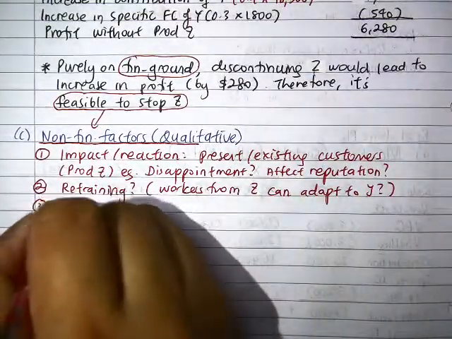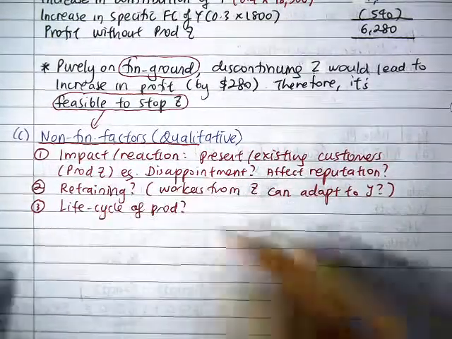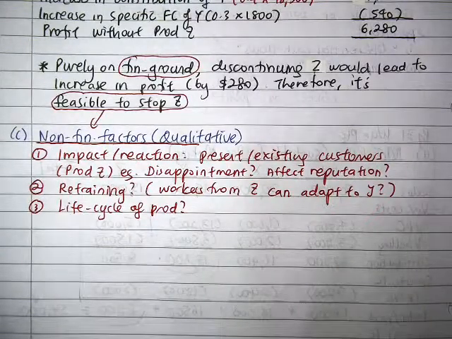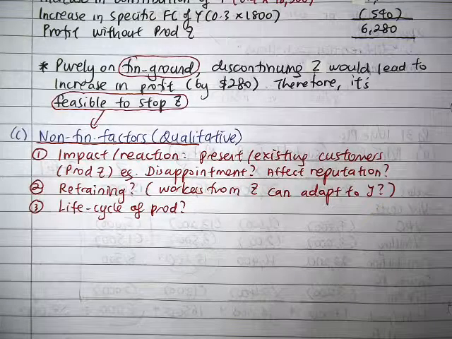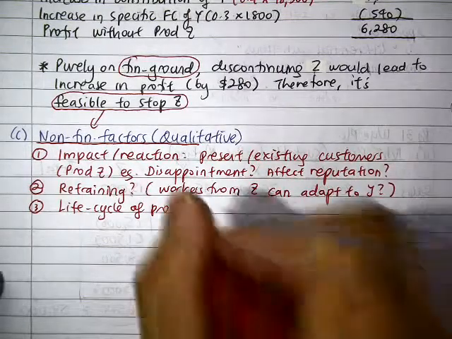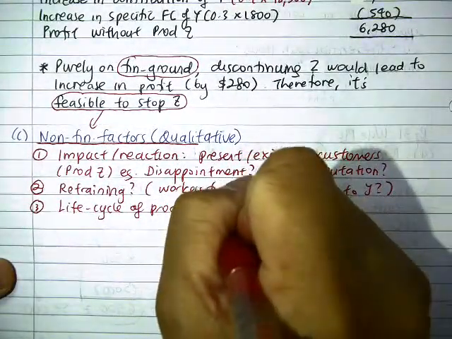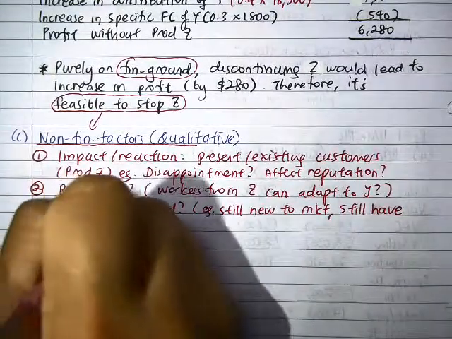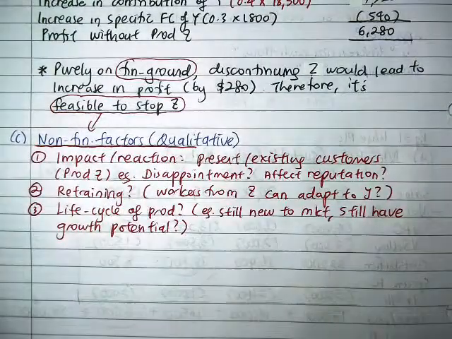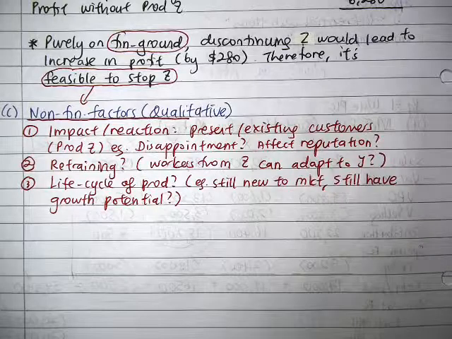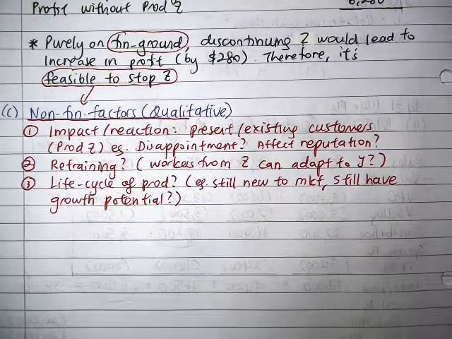Now, you might have to take into account the life cycle of the product when you want to decide whether or not you want to stop. Why? Because is this product an existing product that is quite matured, that you already see no potential? Or is this still a very new product where there is still potential? Because if the product still has potential, then you cannot judge on present value, or the value you see now is a bit low. Maybe in the future it will grow. So that's why you must look at the life cycle. For example, whether the product is still new to the market, so you still have growth potential. Okay, now these could be things that you have to take into account.